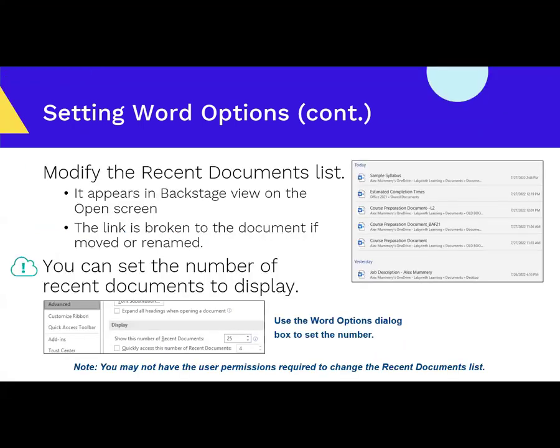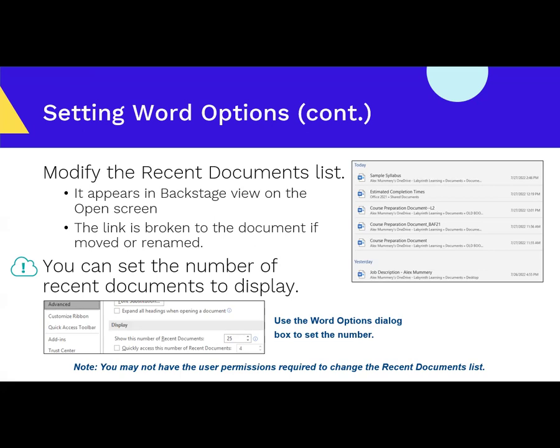You can modify the recent documents list. It appears in the backstage view on the Open screen. The link is broken to the document if moved or renamed. So like when we're working on our thumb drive, if you remove your thumb drive and it shows that was a recent document, it will not be able to open it because it cannot find that document.